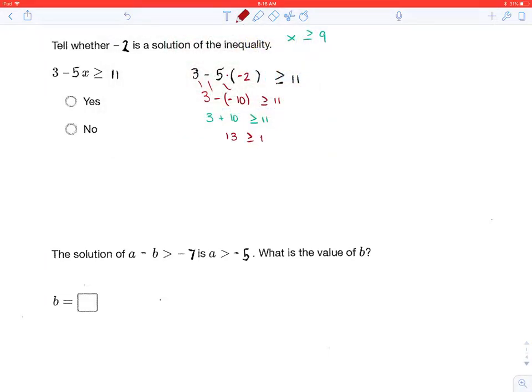And is 13 greater than or equal to 11? It's not equal to, but it is greater, so we would say yes. -2 is a solution to the inequality.